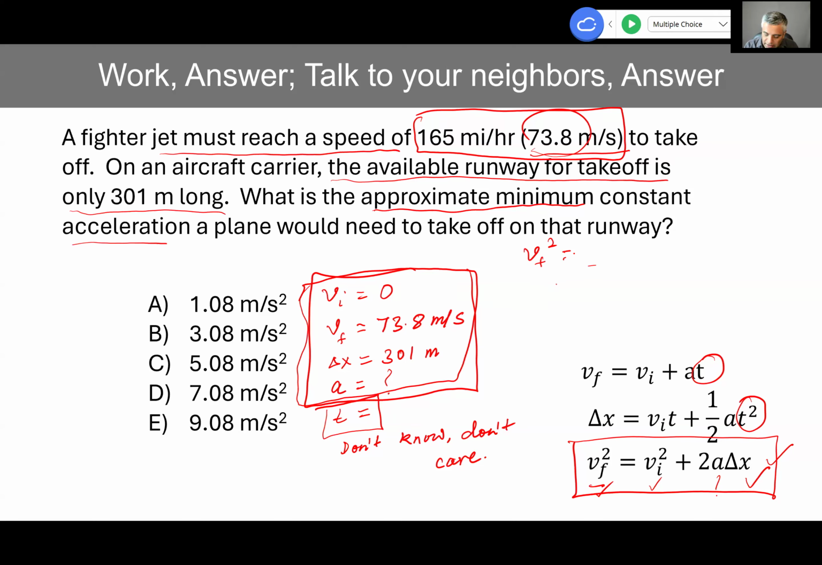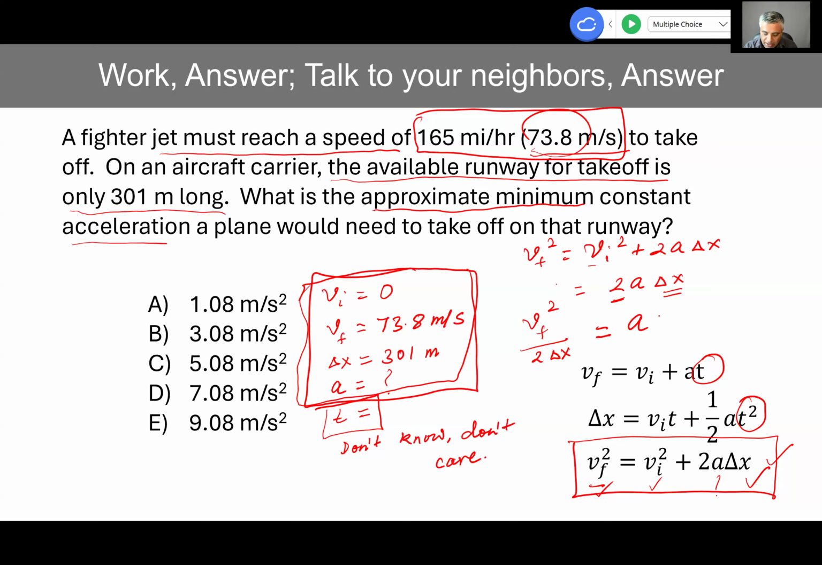Vf squared is Vi squared plus 2a times displacement. So initial velocity is 0, which means it's simply 2 times acceleration times displacement. And I'm solving for acceleration, so I need to get rid of this 2 and displacement from this side. They are multiplying the acceleration, so they're going to come here and divide. Okay, so that is the acceleration.